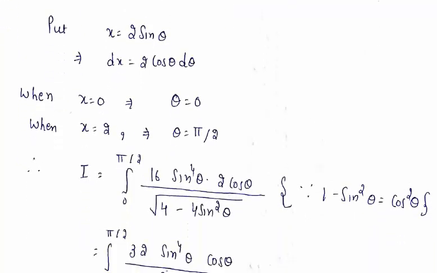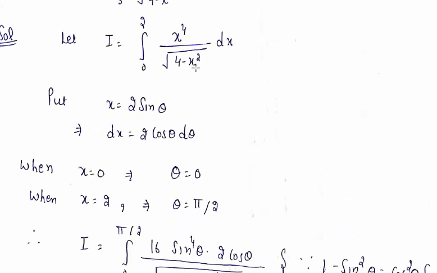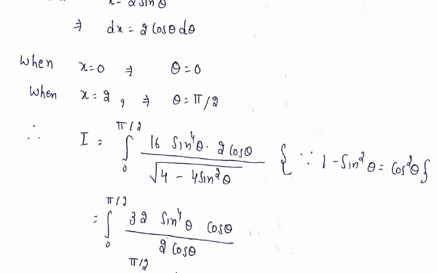Denominator term is 4 minus x square. If we find x square, this is equals to 2 square equals to 4 sine square theta. So corresponding to this substitution, our integration is converted to 0 to pi by 2, 16 into 2, 32, sine raised to power 4 theta cos theta.